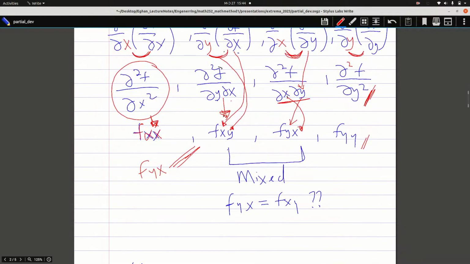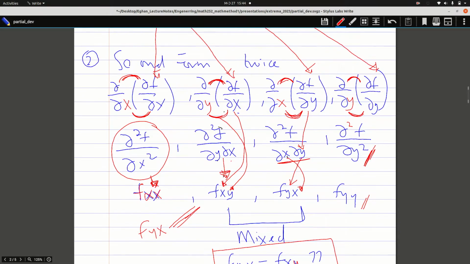So I have a term here called the mixed function or mixed derivatives. I have f_yx and f_xy. Are they the same? That's a question for the course. Do you think they are the same? We'll go through examples and then we'll get to appreciate what we have here. So that's the second partial derivative.